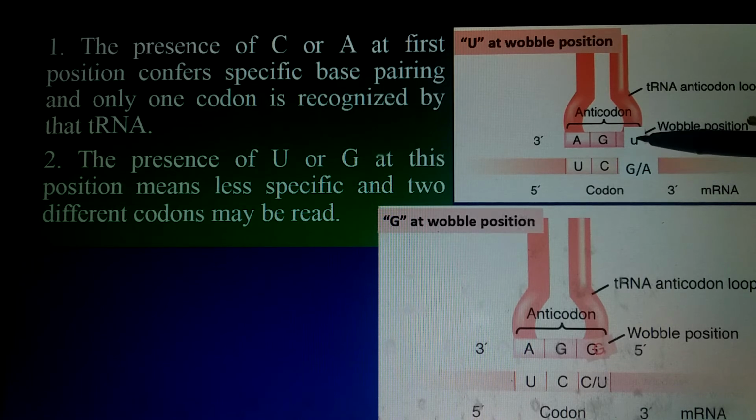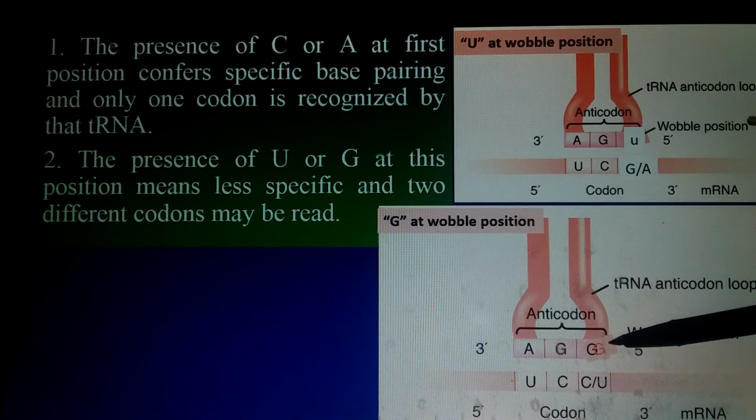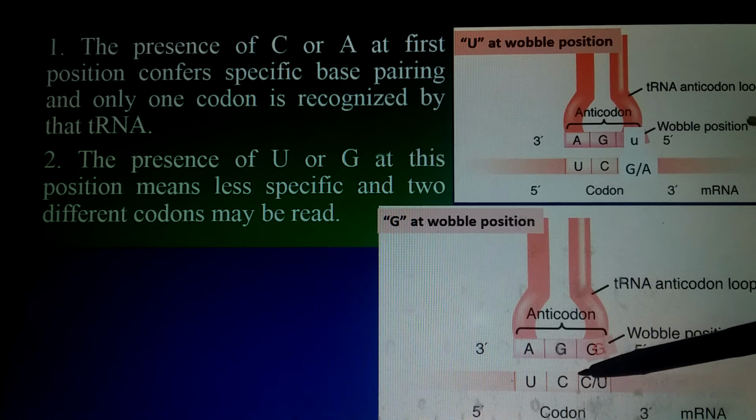Is it clear? We are familiar that U is complementary to A, but here you can also base pair with the G in the Wobble hypothesis. Is it clear? So if the U is present at the Wobble position, then it can recognize the G as well as A of the codon. Means it can recognize two codons. Similarly, if the G is present, then it can also recognize the two codons ending with C and U at the position number 3 of the codon. I hope the concept will be clear to you people.